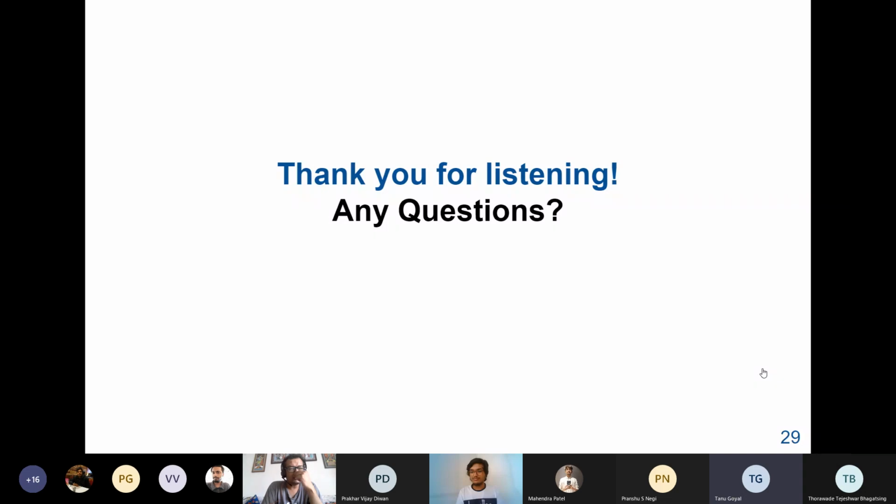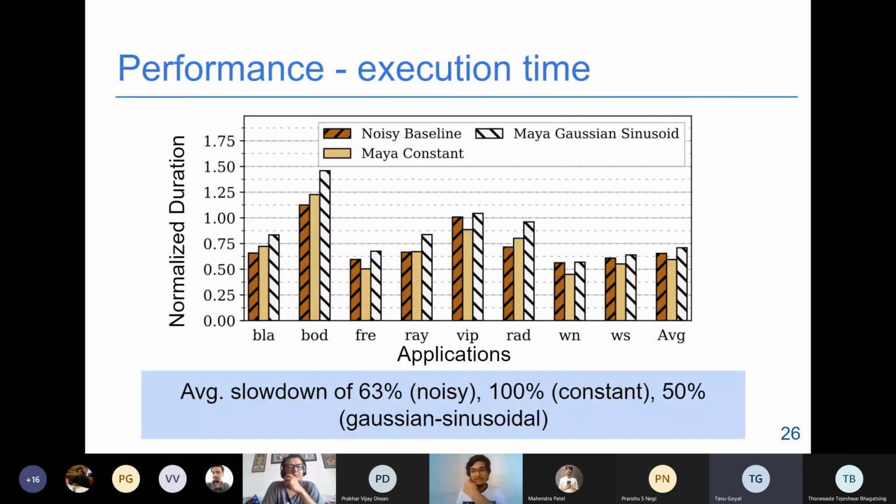Yeah, so the 50% performance drop is actually a huge drop. That's true. Yeah, but it is less compared to the noisy baseline or the constant scenario. So it's like an improvement, though it might not be a great number.